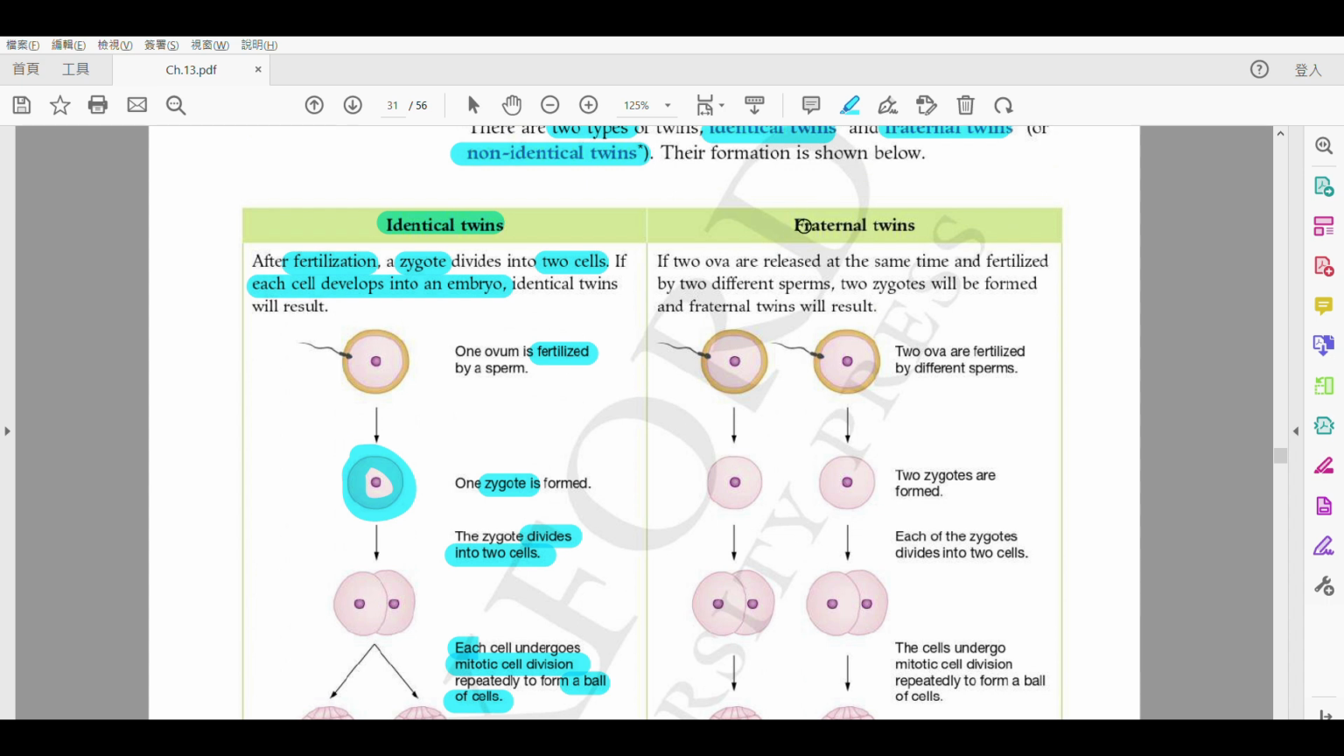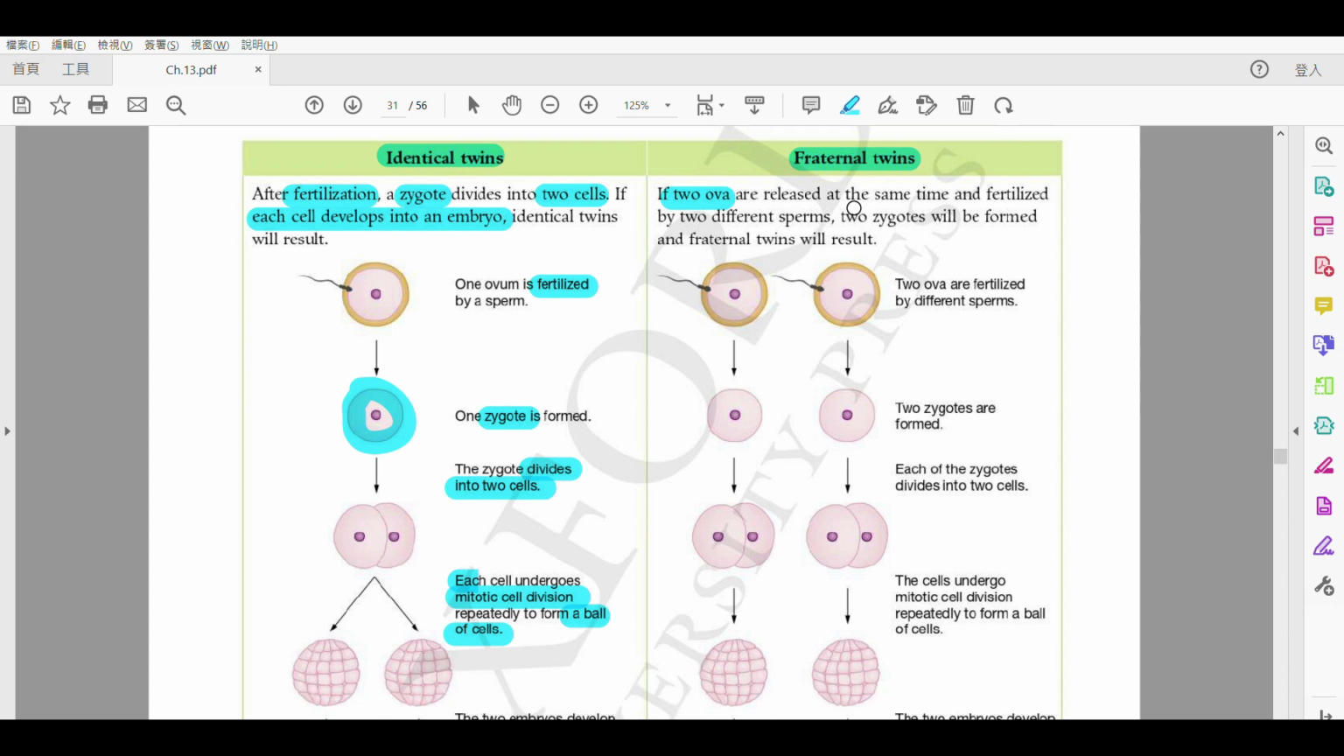Okay, and then when we talk about the fraternal twins, 今次啦 is different because there are two ova. 今次係有兩粒嘅 ova 啦。Alright, so released at the same time and fertilized by different sperms 係會有兩粒唔同嘅精子啦。Two different sperms 啦，去 fertilize 咗佢哋嘅。Therefore, it's just like two babies are formed. Okay, so it's totally separated.